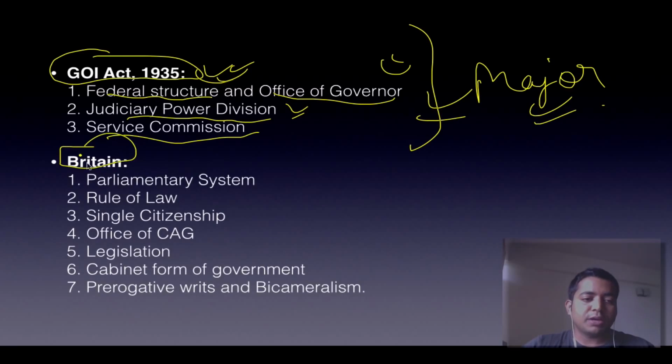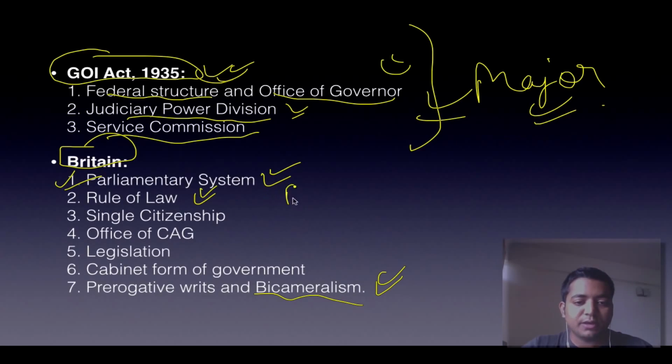Then from Britain, what have we taken from Britain? Obviously, the parliamentary system is there. Then bicameralism, that is two houses of the parliament, the House of Lords there. So we have the Rajya Sabha, and the House of Commons, that is the Lok Sabha. Then there is rule of law, that is Dicey's principle. Have you heard about Professor Dicey? That is, no one is above law.